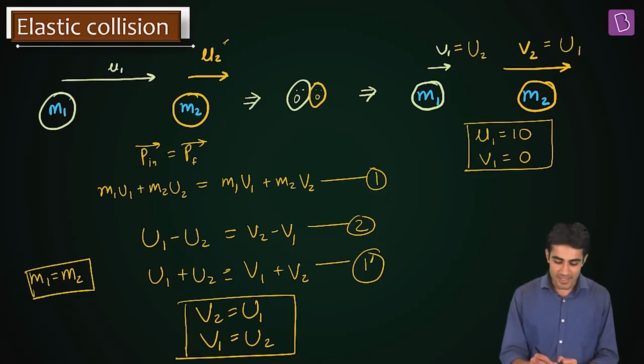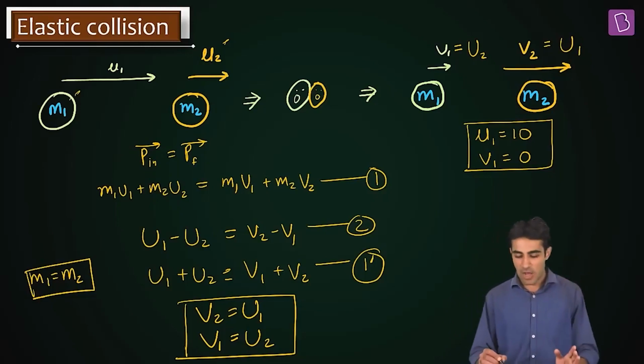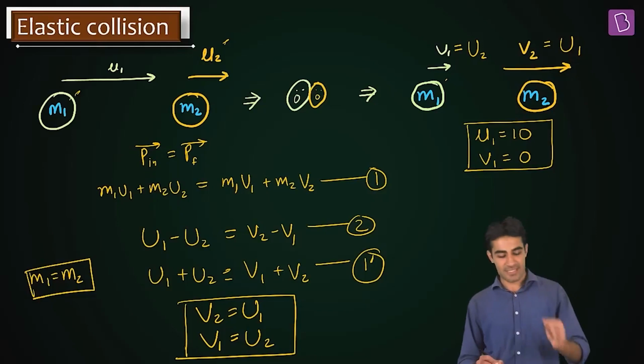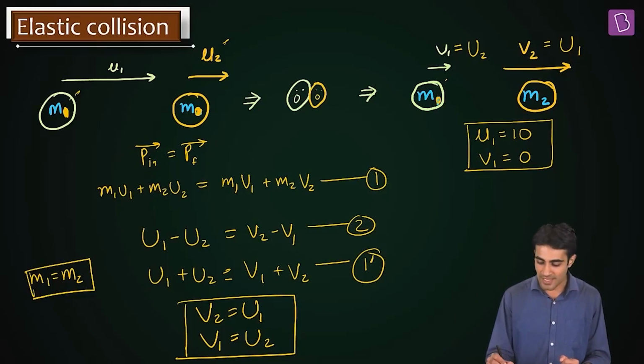Earlier, the first mass, the green mass, was moving with u1. Now the same green mass is moving with u2. This happens when the masses are equal. There is no 1 and there is no 2. When the masses are equal, this happens.